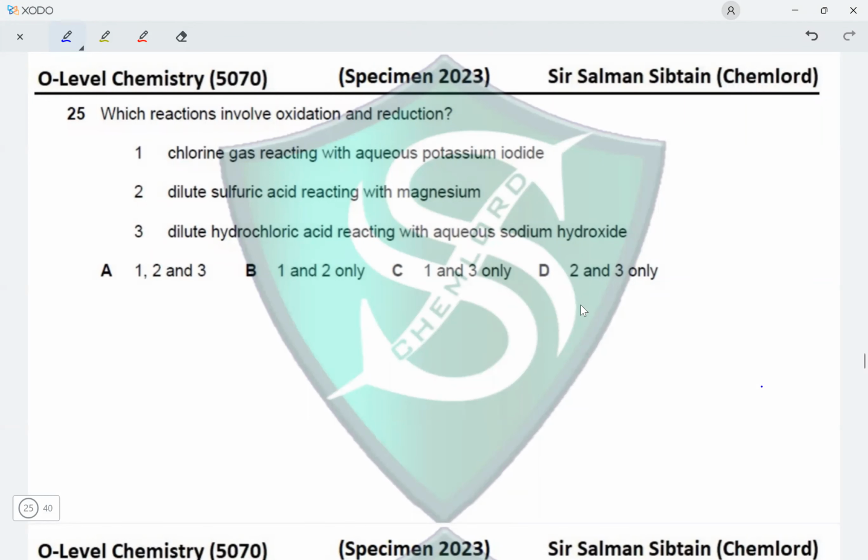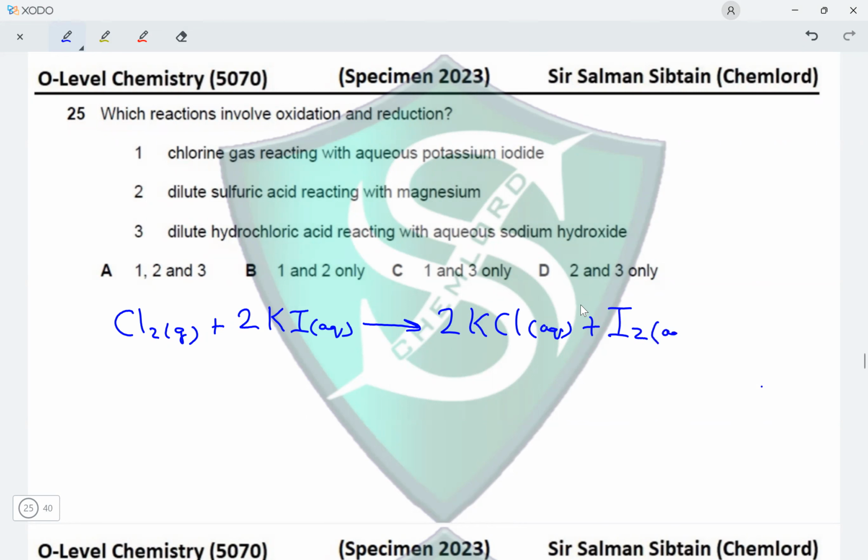Question 25. Which reaction involves reduction and oxidation? Okay, first one. Chlorine gas reacting with aqueous potassium iodide. So this reaction would be Cl2 gas reacting with 2 moles of KI aqueous. This will produce 2 moles of KCl aqueous and I2 aqueous. So in this case, we have chlorine having an oxidation number of 0 being converted into chloride ions having an oxidation number of -1.